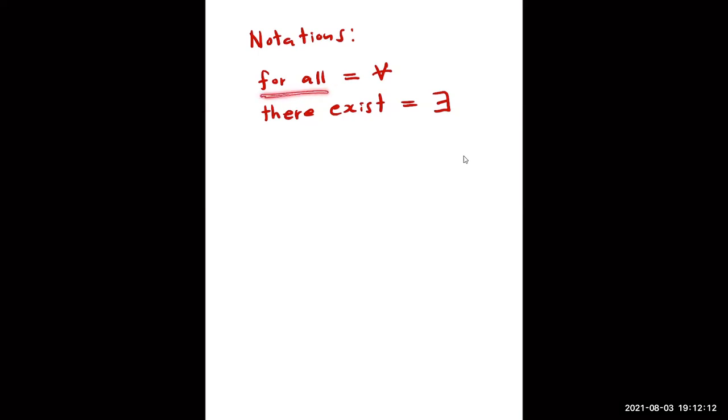To write for all, I use this symbol, the for all symbol. And then to say there exists, I use this symbol, okay? Whenever you see this symbol, that is for all. Whenever you see this symbol, that is there exists, okay?